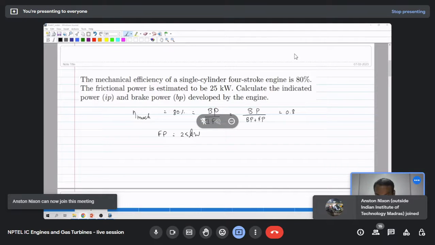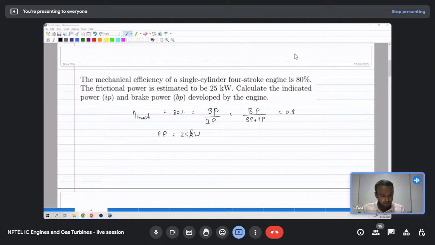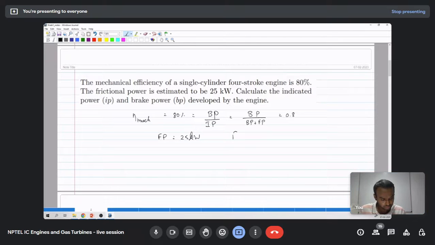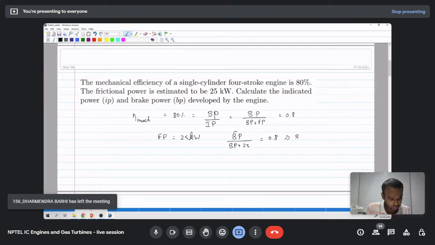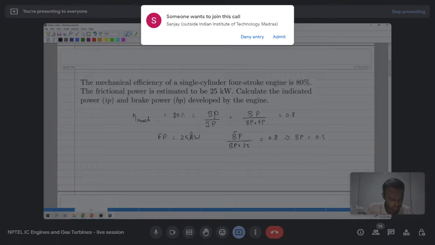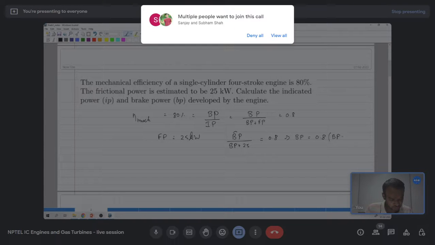Now we need to calculate brake power and the indicated power. So here we know brake power by brake power plus 25 is 0.8. Brake power is 100. Yes, sir.